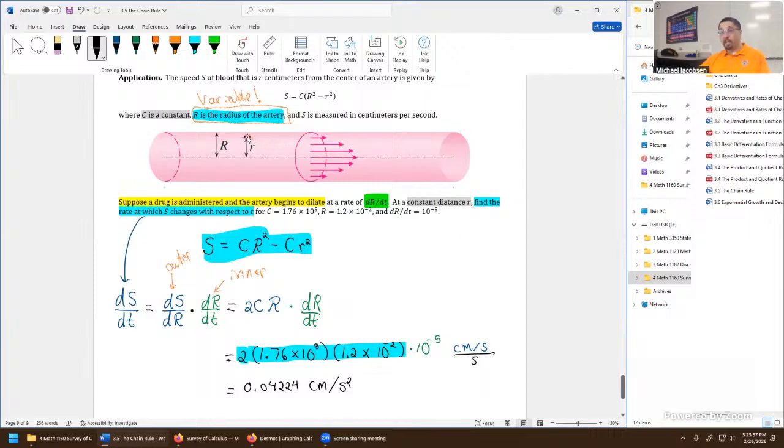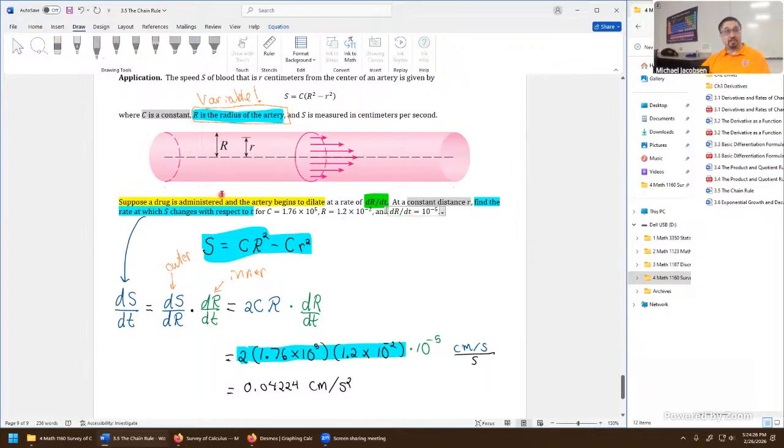So this is the rate at which the speed is increasing, or the velocity is increasing. This is the acceleration of the blood platelet when the artery is dilating, and if it's dilating at that specific rate, and only when it's dilated to that specific radius do we get that number. Change anything about the problem, maybe it's dilated to that radius, we're going to get a whole different value rather than what we did before.